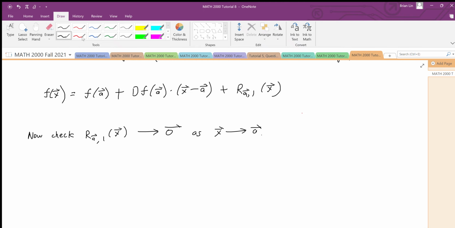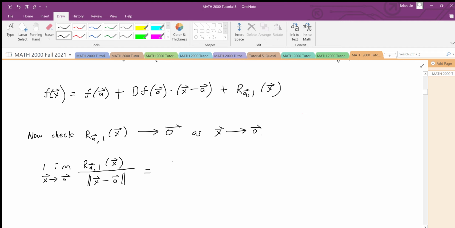So now we will check that the remainder term for the function f goes to 0 faster than linearly. Okay. So what we want is to say, limit as x approaches a, of the vectors, this guy, we want this guy to go to 0.